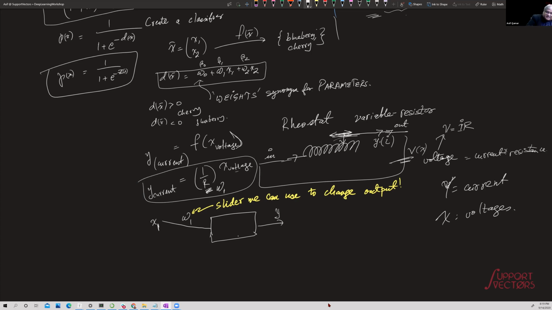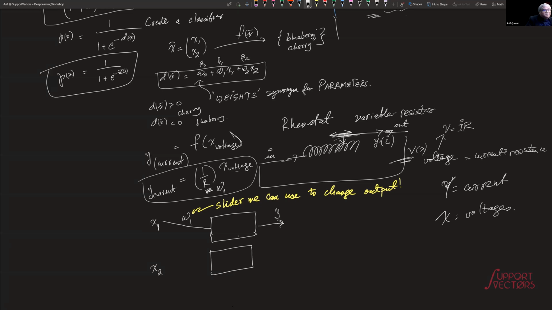So you say, well, this is good, but maybe I need to look at 2 voltages. Suppose I have another X2 here. Well, what can I do? I can take another little box, go purchase one more rheostat from Radio Shack.